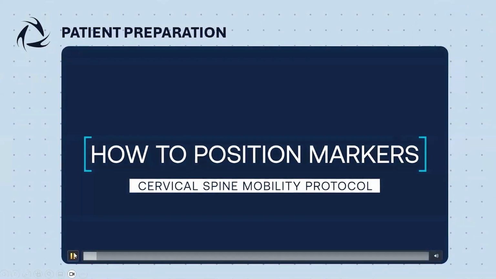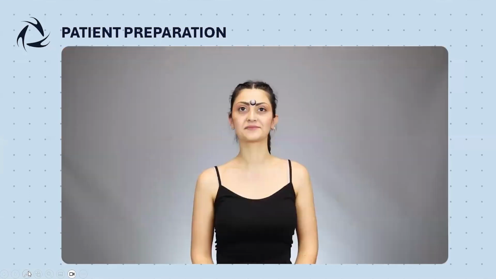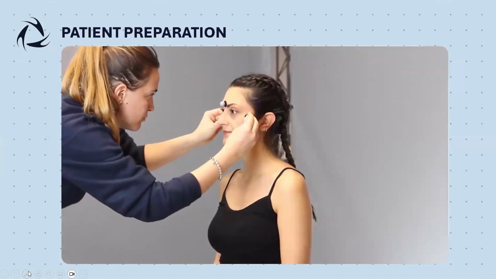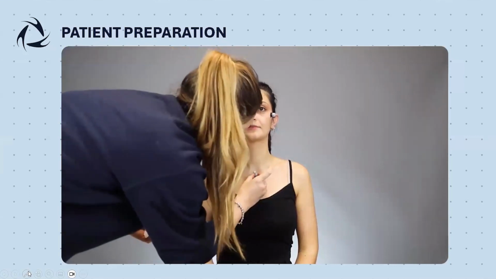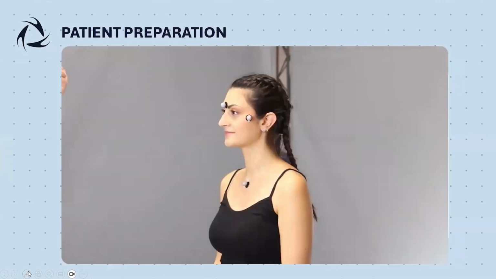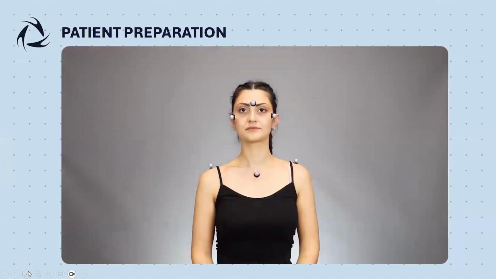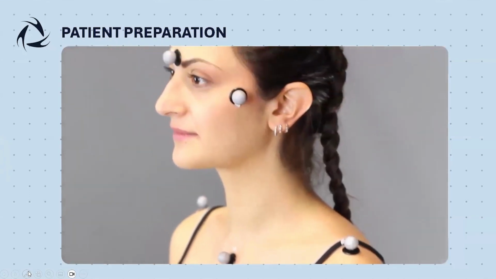The cervical spine mobility protocol uses a very simple marker set. 6 markers must be positioned on the subject's body, 3 on the head and 3 on the trunk. On the head, 1 marker is placed on the nasion, and other 2 markers on the right and left zygomatic processes of the frontal bone. On the trunk, 1 marker is placed on the suprasternal jugular notch, and other 2 markers on the right and left acromion. All markers must be positioned accurately in order to avoid incorrect reconstruction of head movements, which could lead to inaccurate results.